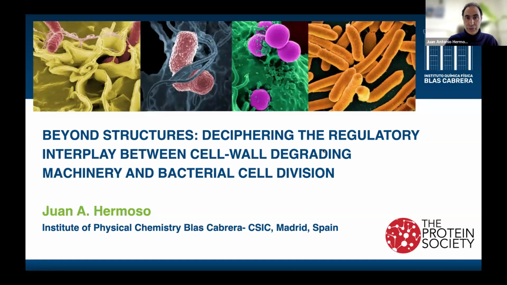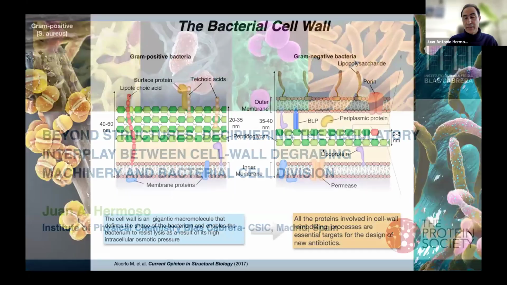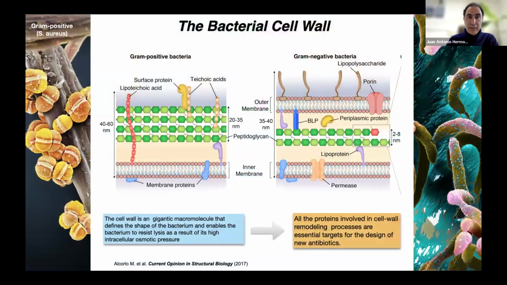this presentation. So today I will focus my talk on the regulation of the cell wall degrading enzymes in bacterial cell division. So as nicely explained by David, the bacterial cell wall is composed of membranes. In gram-positive bacteria, we have an inner membrane, while in gram-negative bacteria, we have the inner and outer membrane, and in between, there is the peptidoglycan. So the cell wall is a gigantic macromolecule that defines the shape of the bacterium and enables the bacterium to resist the high lysis pressure that is inside the bacteria. So in that sense, all the proteins that are involved in cell wall remodeling are essential targets for design of new antibiotics.